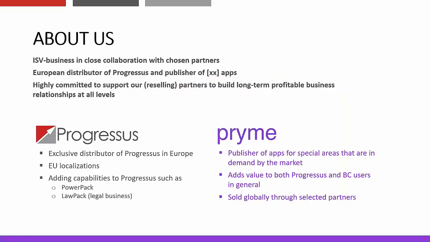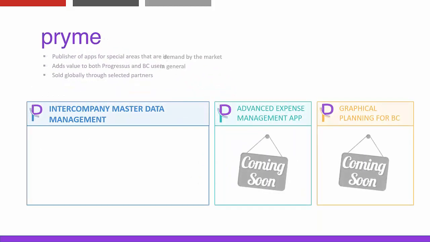Rich already introduced us. We are Progressus Europe. We distribute Progressus in Europe. We build up a European network and we do the European localizations, etc. But we also sometimes do some apps. Some apps are dedicated for Progressus. Others are a little bit more general. They work very nicely with Progressus, but could also work with Business Central. And those apps are actually published under another name, that's Prime. So that's why you're going to see Prime a little bit in this presentation, but we are the same guys. It's just another name on the publisher.